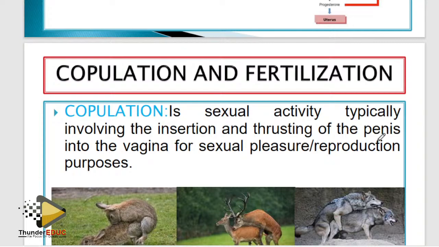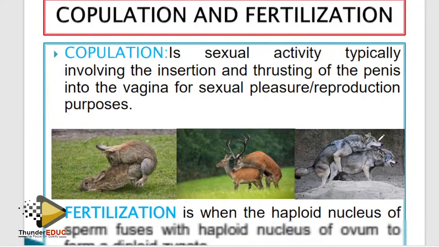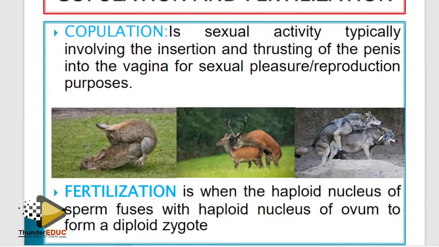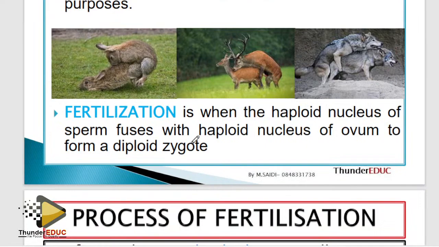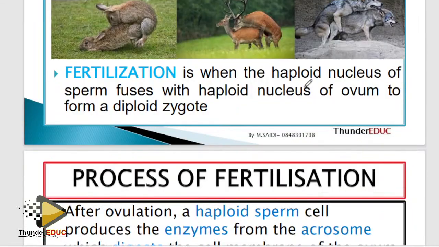Copulation, obviously, is sex, but you explain it. Fertilization, I said, is when the haploid nucleus of the sperm fuses with the haploid nucleus of the ovum to form the diploid zygote. That's the best answer. If you have another answer, cool, but make sure that you write what they gave you in the booklet.